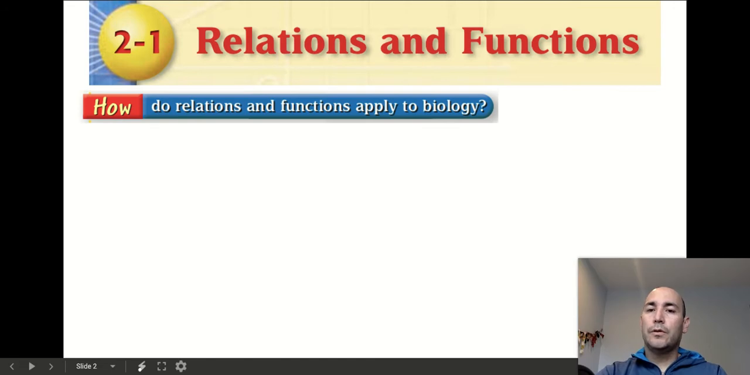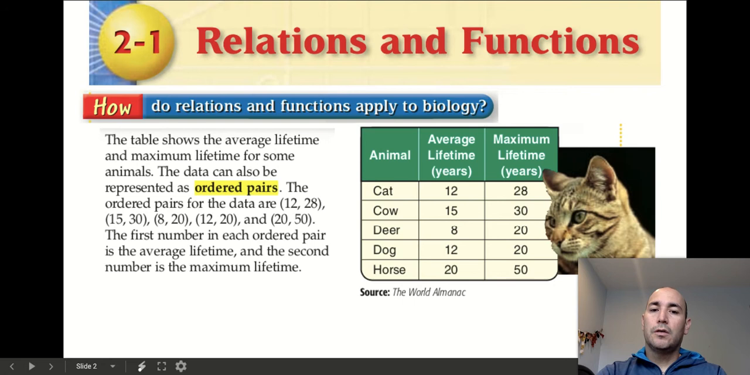So how do relations and functions apply in biology? It's an interesting question. Here, the table shows the average life and maximum life for some animals. The data can also be represented as ordered pairs. The ordered pairs for the data are (12, 8), (15, 30), (8, 20), (12, 20), and (20, 50). The first number in each ordered pair is the average lifetime, and the second number is the maximum lifetime.